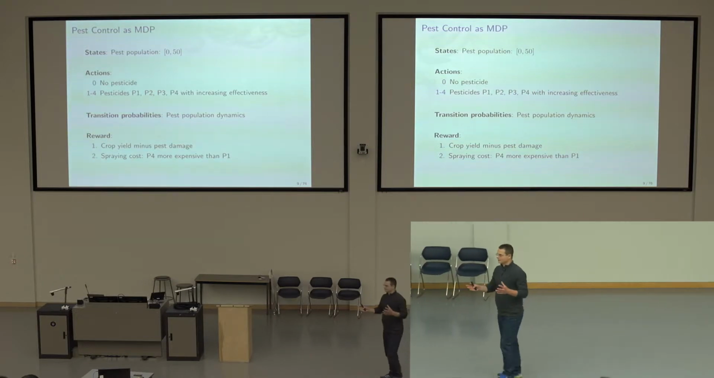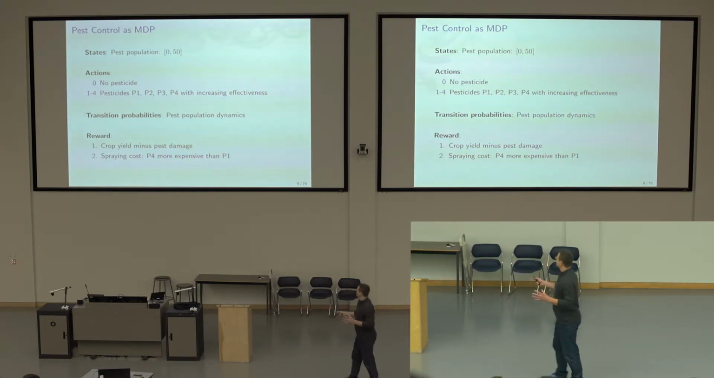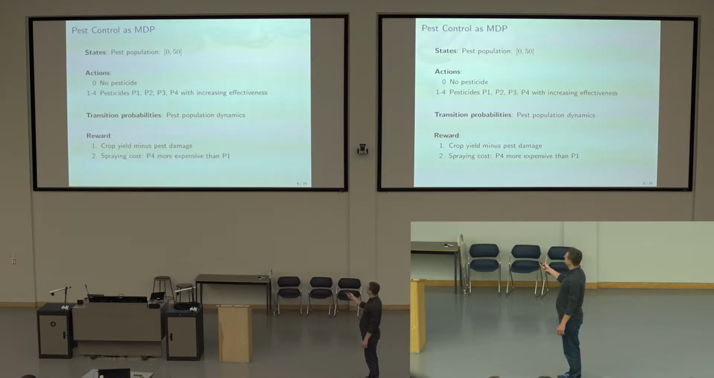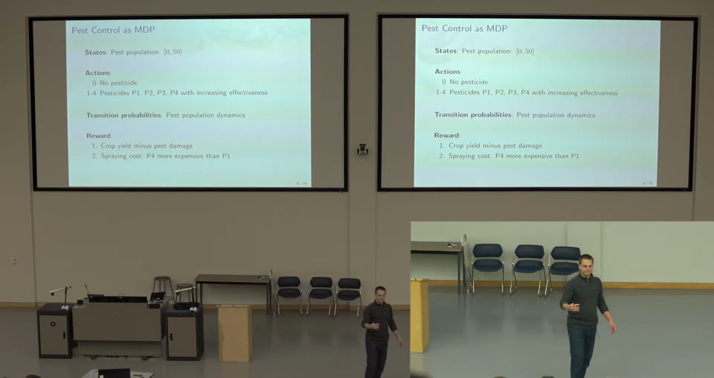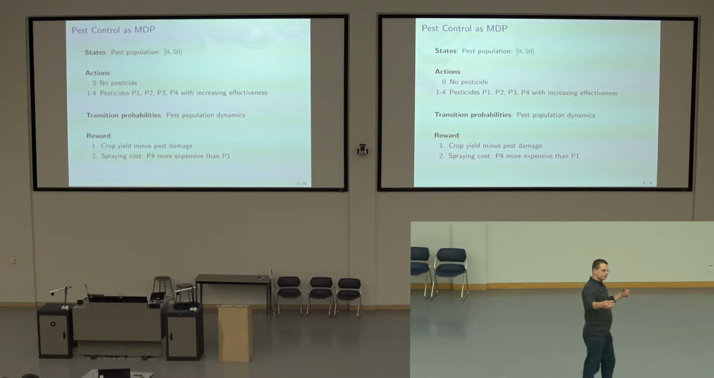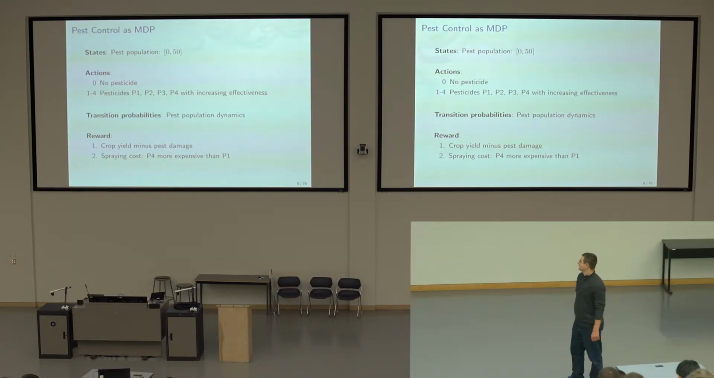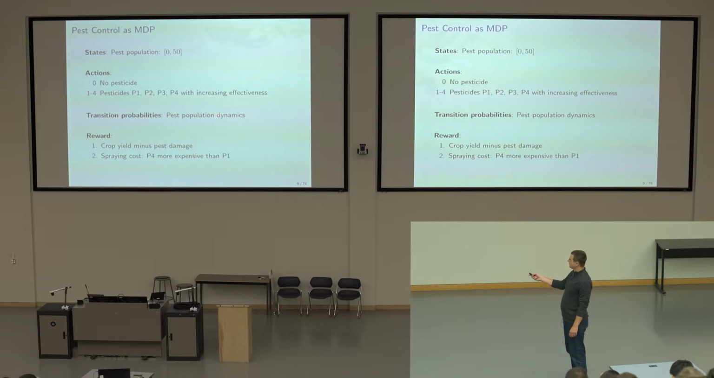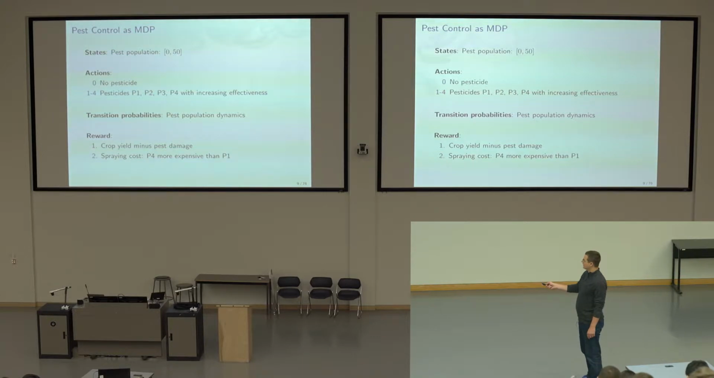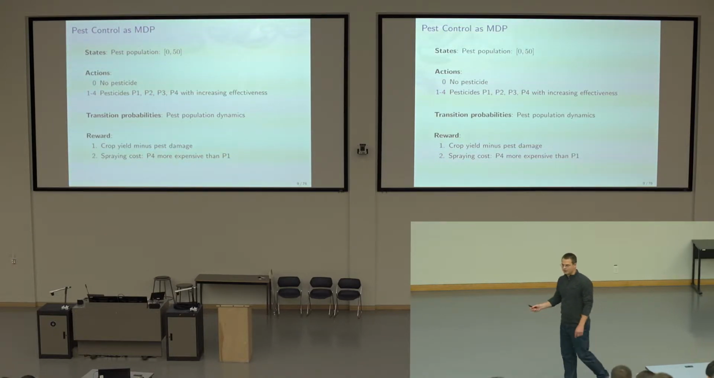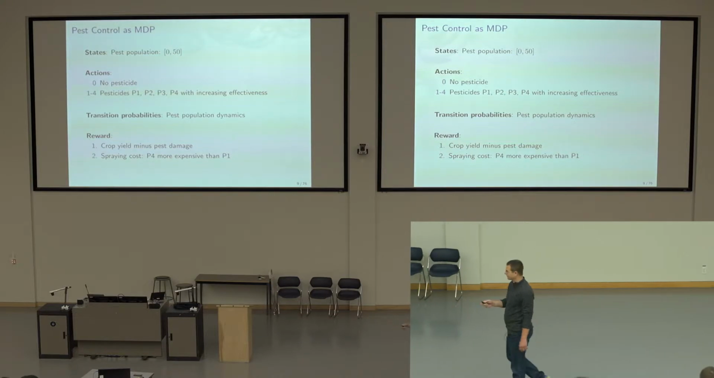So we can formulate this as a simple MDP, okay? We have our states, which is the pest population. So this problem is tabular. We have only 51 states. We have 5 actions. We can use no pesticide at every decision point, or use one of 4 different pesticides with increasing efficiencies. So think of it as increasing the amount of the pesticide you use. Transition probabilities are just the pest population dynamics. The rewards are the crop yield minus pest damage and minus spraying costs, where P4 is more expensive than P1.